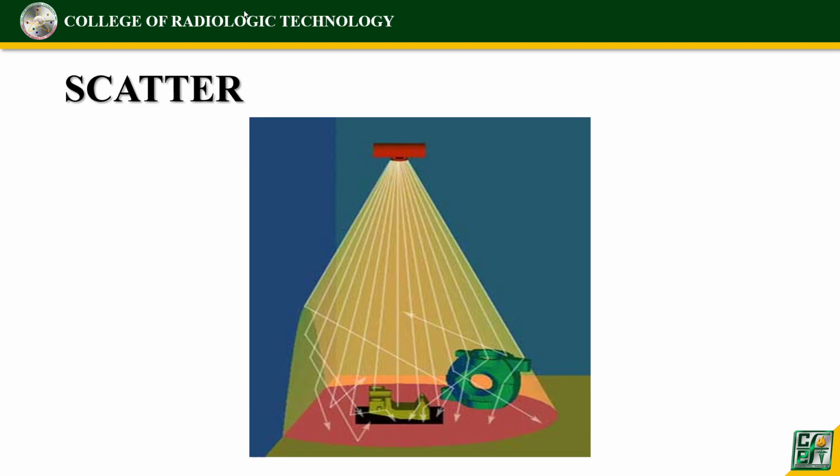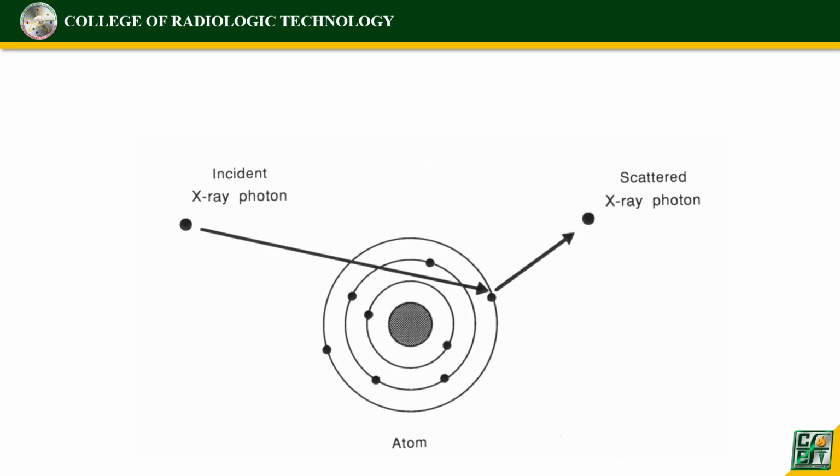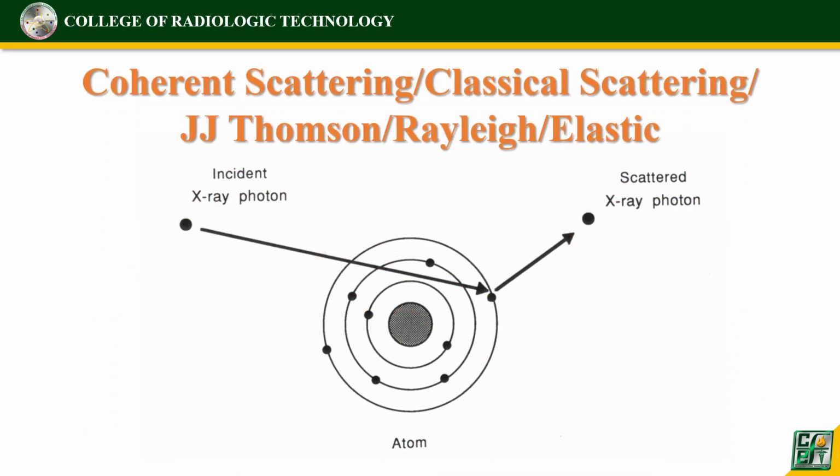Why? It is because of Rayleigh scattering. So those are the other terms for classical scattering. Elastic scattering, that's it. Okay, Thomson, etc.